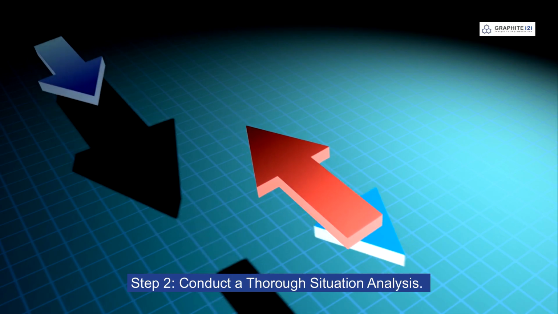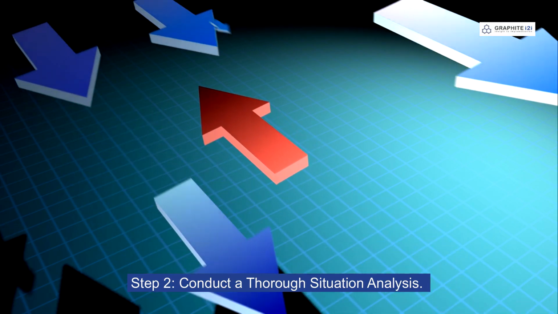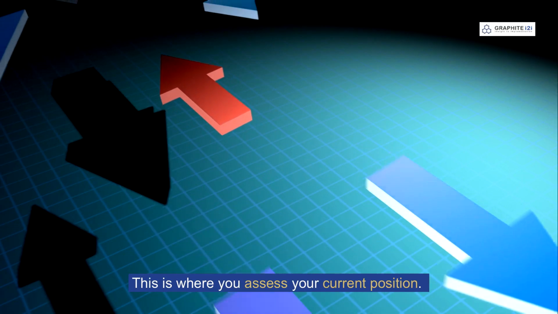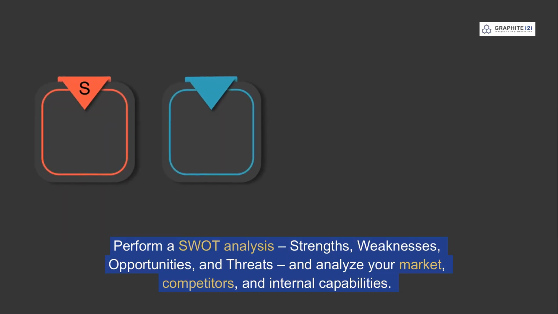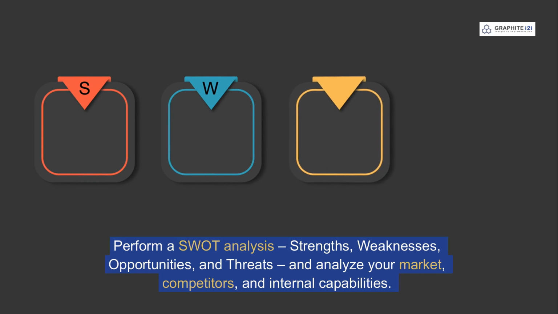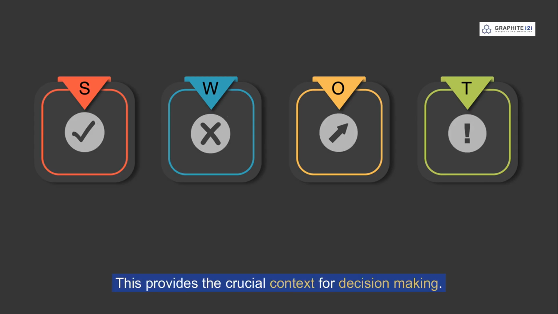Step 2. Conduct a thorough situation analysis. This is where you assess your current position. Perform a SWOT analysis: strengths, weaknesses, opportunities, and threats, and analyze your market, competitors, and internal capabilities. This provides the crucial context for decision-making.